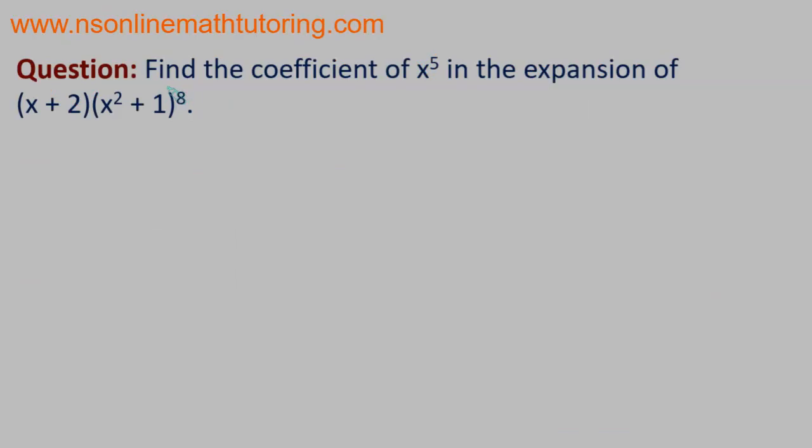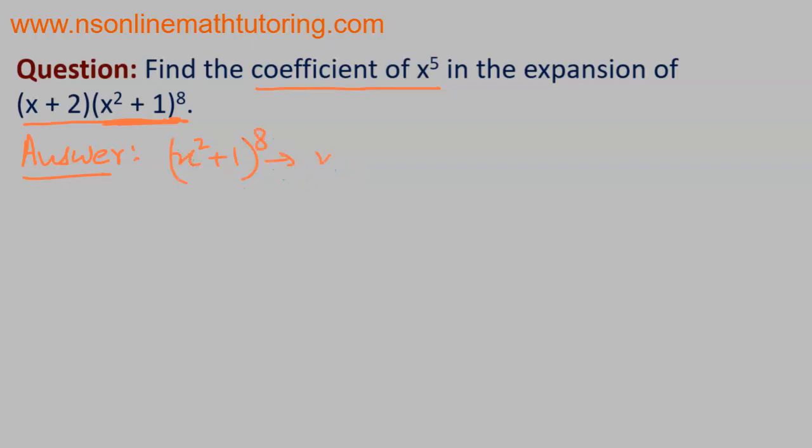So the second question says, find the coefficient of x to the power of 5 in the expansion of (x plus 2) times (x square plus 1) raised to the power of 8. So now let us start with our answer. As we have done in the first question, we will be taking up this binomial expansion part first. So it is (x square plus 1) raised to the power of 8.